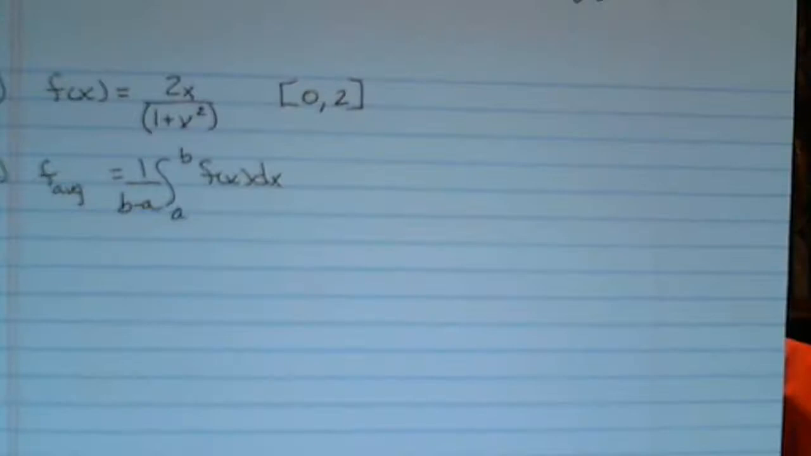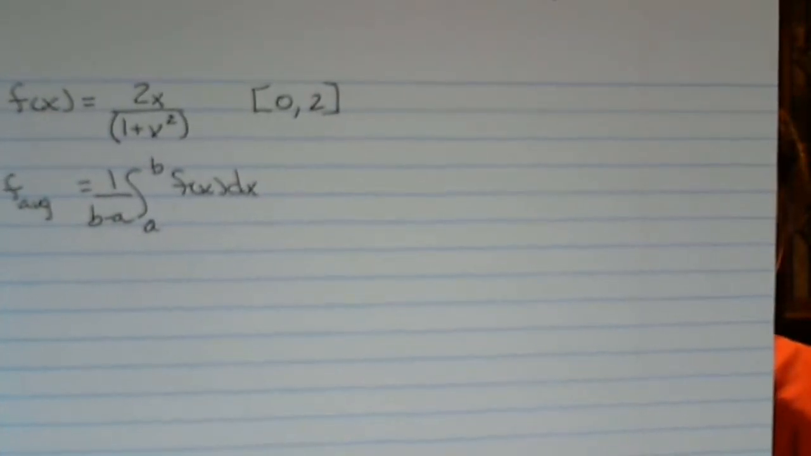And so we use this formula here that we have in the book to find the average value of a function. Well, we know what f of x is. We're given that function. We know what a and b are. A is 0 and b is 2. So if we plug everybody in, well, pardon me, it's 1 over 2 minus 0. So it's 1/2 the integral from 0 to 2 of 2x over the quantity 1 plus x squared, squared, dx.